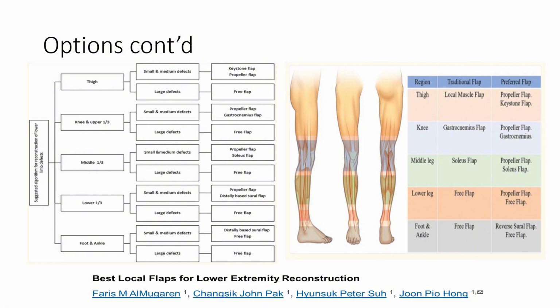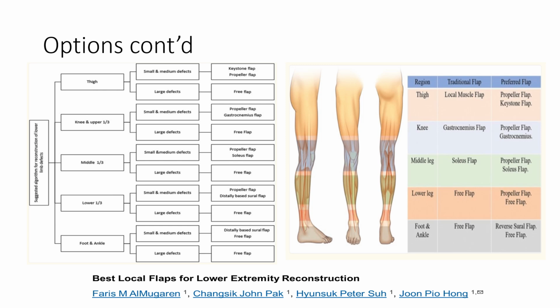So still taking this particular paper, which is about local flaps for lower extremity reconstruction, we can see various options in the form of local and regional flaps. If you consider the thigh, there are different options. If it is a small or medium defect, we can use a keystone flap or a propeller flap. If it is a large defect, a free flap can be an option.